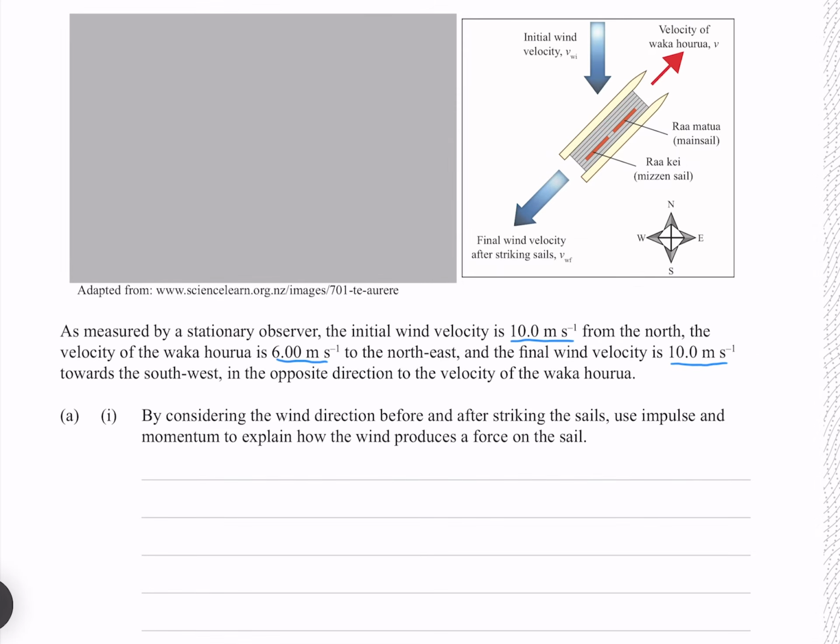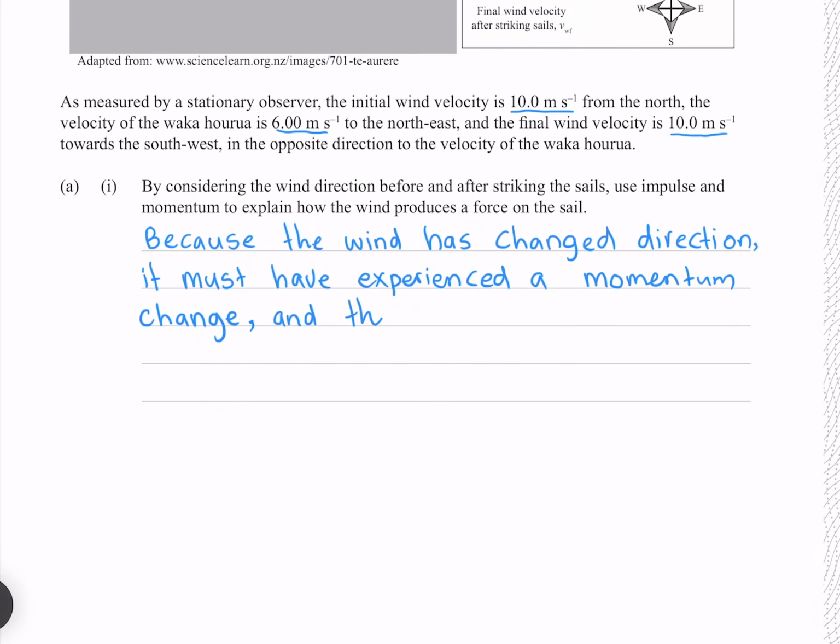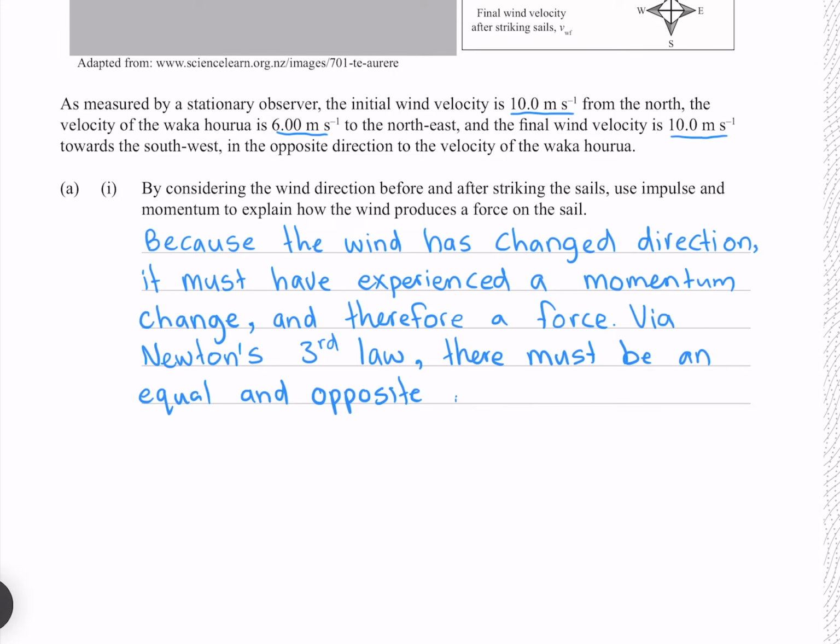As we can see from our diagram, our wind experiences a change in direction, meaning that it experiences a change in momentum, meaning that a force must be applied to it. The force applied to the wind is going to be equal and opposite to the force applied to the wakahaurua. Because the wind has changed direction, it must have experienced a momentum change, and therefore a force. Via Newton's third law, there must be an equal and opposite force on the waka.